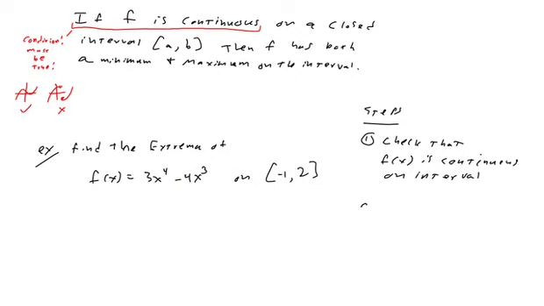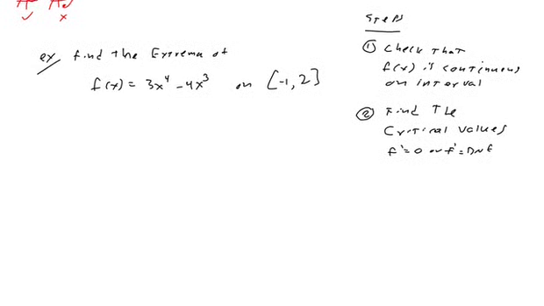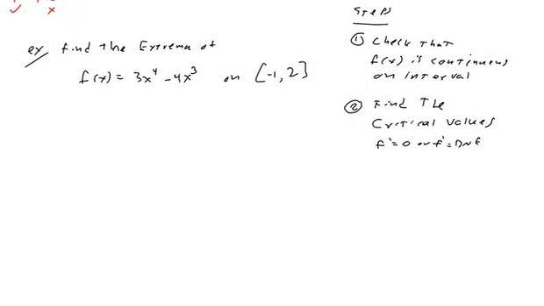Next thing we're going to do is find the critical values. The critical values are the ones where the derivative equals 0 or the derivative does not exist. Those critical spots, those extrema, where the derivative equals 0 or does not exist. I want to find those critical values.